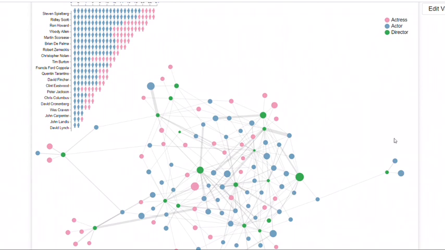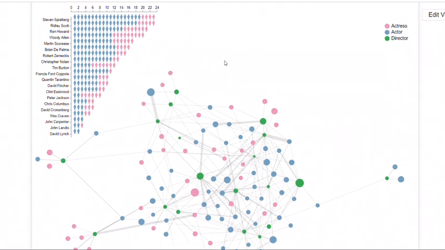On this first visualization, we show the network: blue nodes for male actors, pink for actresses, and green for directors. Bigger nodes represent more popularity, and wider links mean that they have worked together in more movies. On the top left is the isotype plot that helps us find the director we are interested in on the network just by hovering on the names.